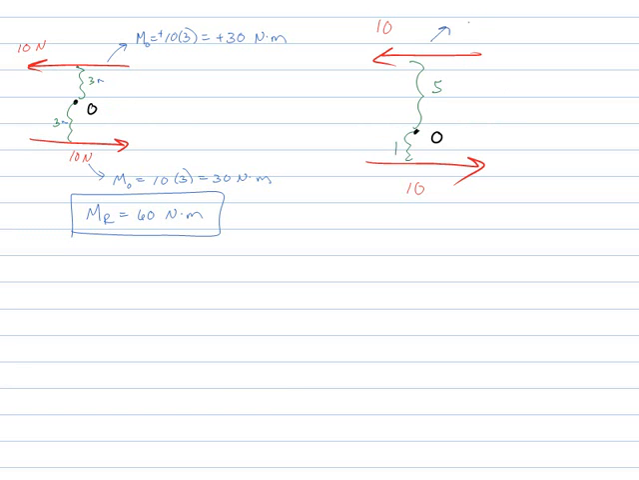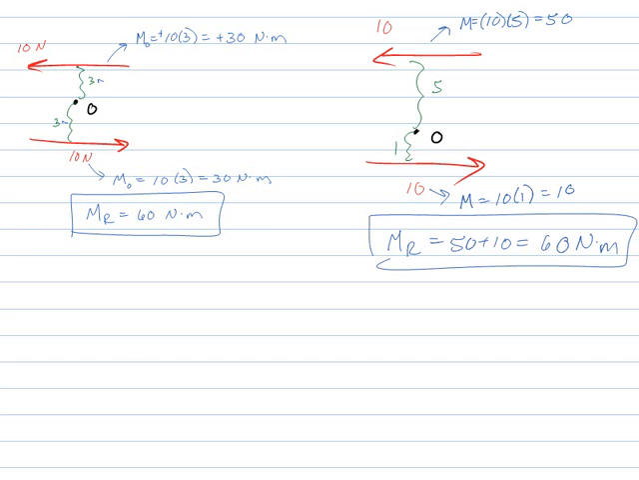I'm just taking the moment about a different point. All right, so the moment here would be 10 times 5, so that's positive 50. And the moment caused by this force would be 10 times 1, so positive 10. So the resultant moment would again be 50 plus 10, or 60 newton meters, which is the same thing I got before.